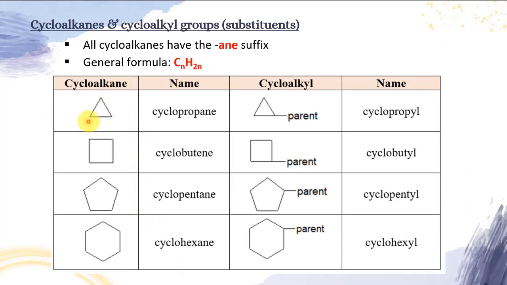If there are 3 carbons, we call it cyclopropane. If it is 4 carbons, it is cyclobutane, ending with "ane". Then 5 carbons is cyclopentane, 6 carbons is cyclohexane. If that becomes the substituent, it becomes cyclopropyl, ending with "yl". That means this cyclopropyl is attached to the parent chain, and similarly cyclobutyl, cyclopentyl, cyclohexyl, and so on. So you just change from the parent name into the substituent "yl".